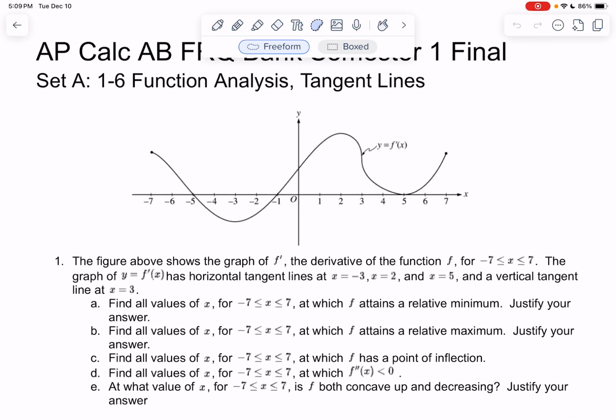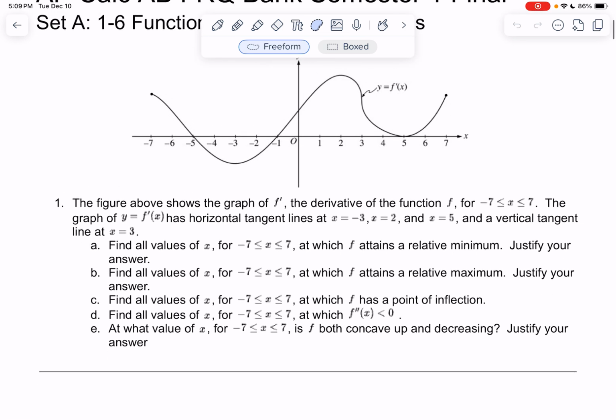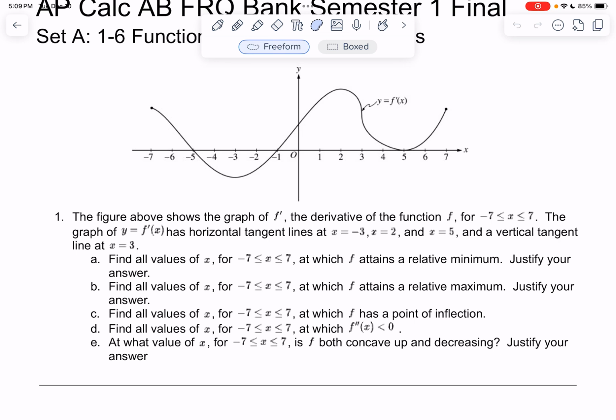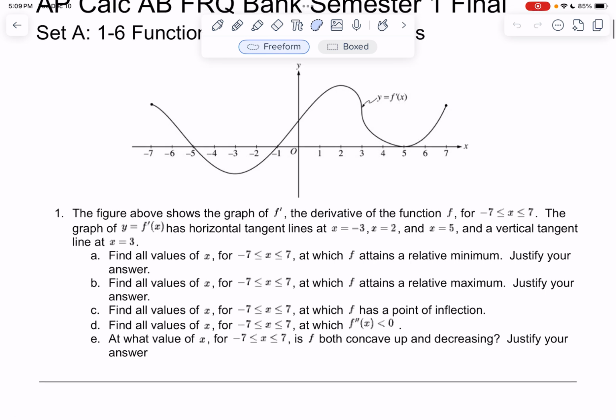All right, let's take a look at some free response questions. And these are calculator allowed, though I'm not always going to use a calculator, especially for something like a question like this, where pretty much all the information is in the picture itself. So let's start with part A.